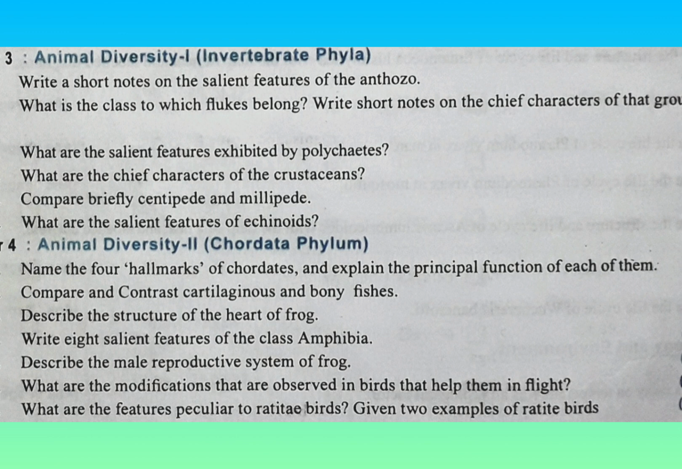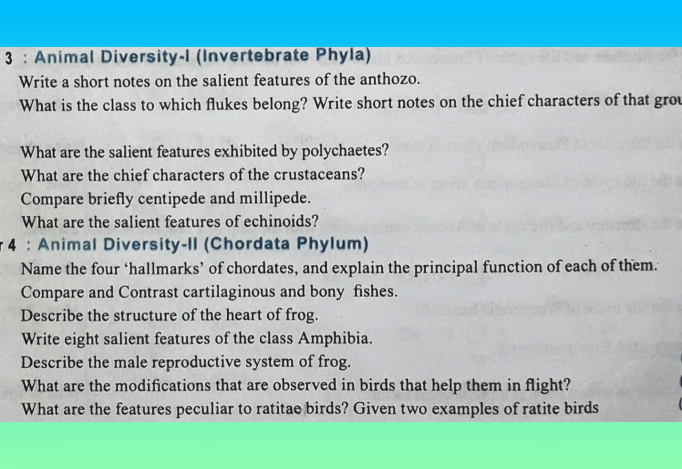Next. What are the chief characters of the crustaceans? Next. Compare briefly centipede and millipede. What are the salient features of echinoids? Next, Animal Diversity 2, that is Chordata phylum.